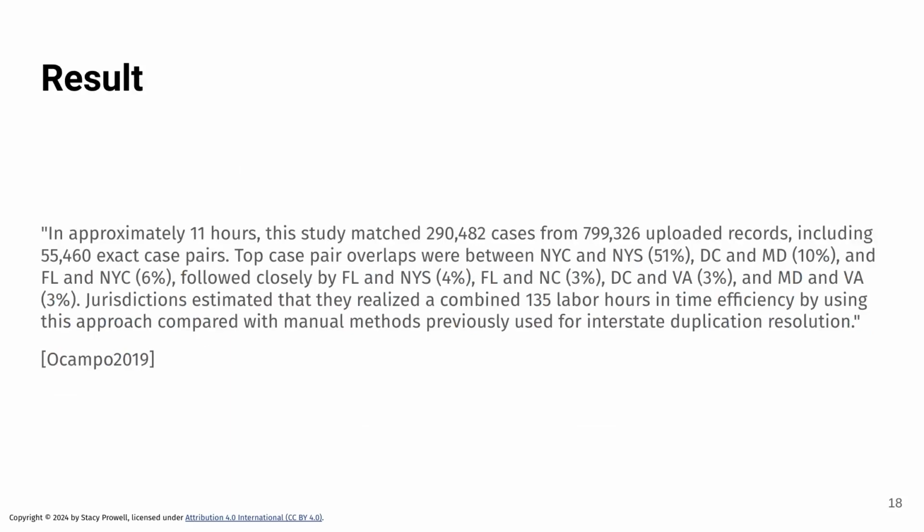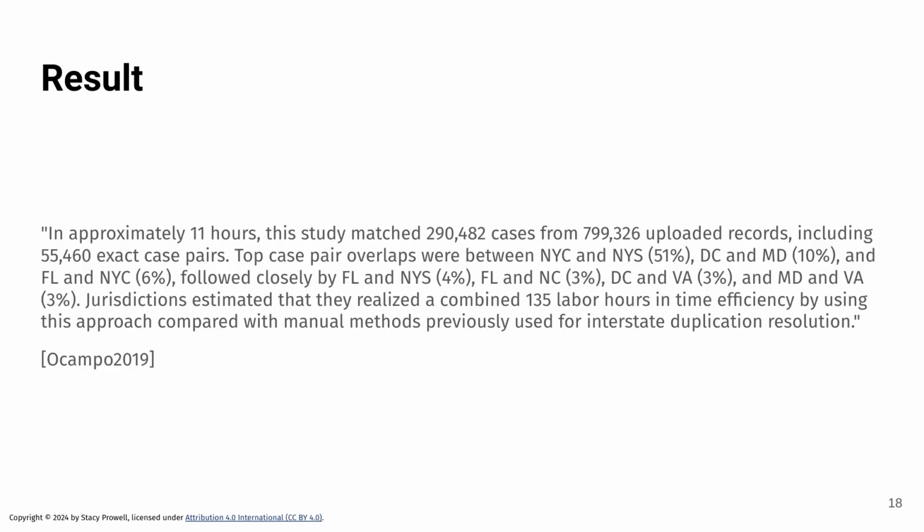The result? Well, in approximately 11 hours, this study matched 290,000 cases from the 800,000 uploaded records. And that included 55,000 exact matches. And that's great. Top overlaps were New York City and New York State. No big surprise there, right? 51% of those. Turns out, you might be in both those databases. DC and Maryland, Florida and New York City, which is kind of wild. And Florida and New York State. It's kind of wild what's going on there.